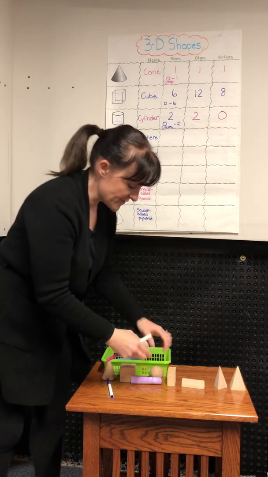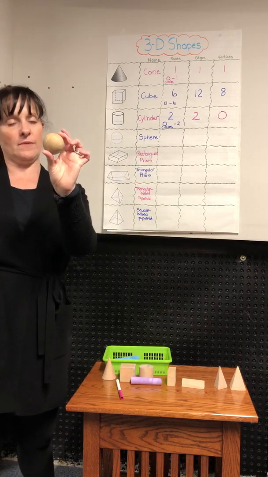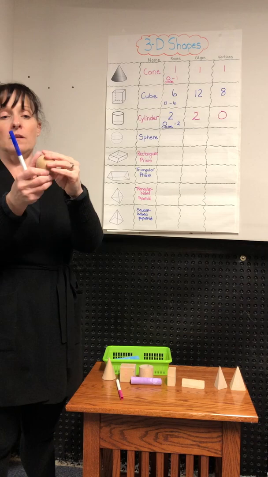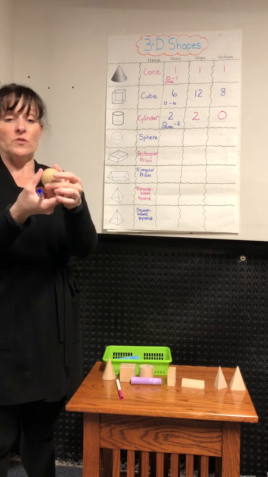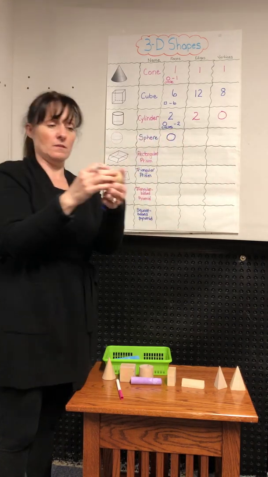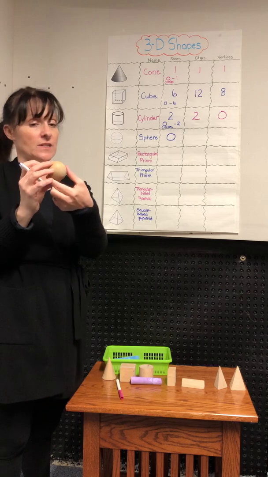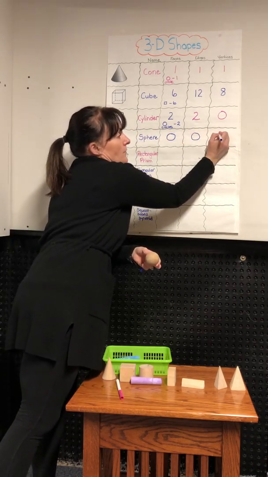Then we go to our sphere. We all like spheres because they're just like balls. So on a sphere, we don't have any flat faces. So we're 0. On a sphere, we don't have any edges. We also don't have any vertices. There's no pointy parts. So it's 0 for all of them.